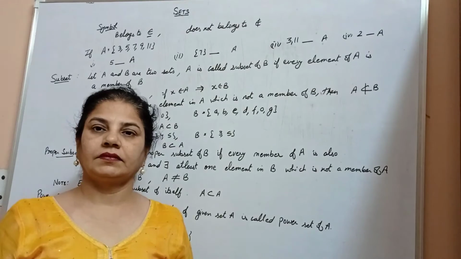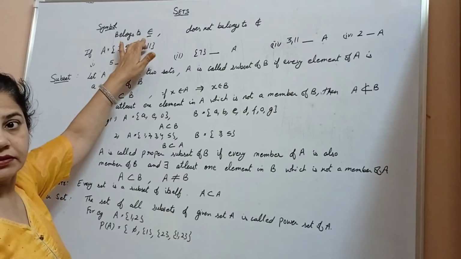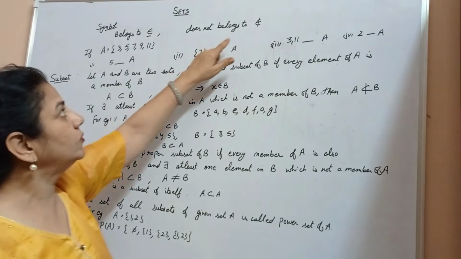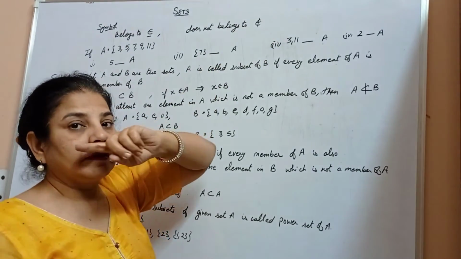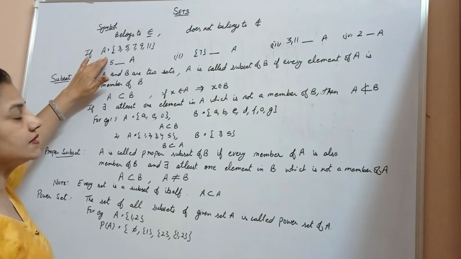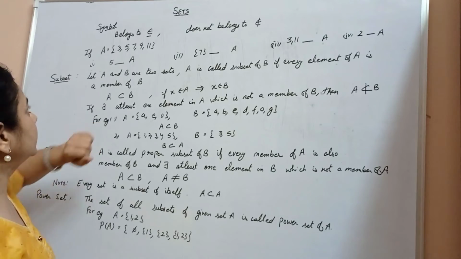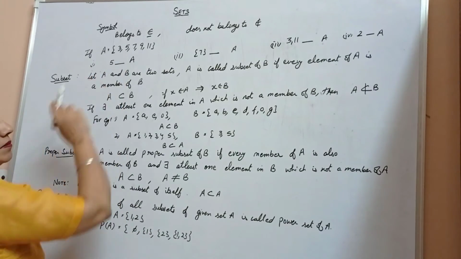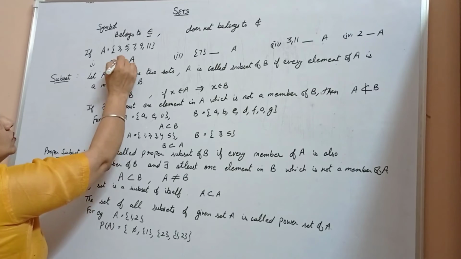The symbol for belongs to is represented in this form, and does not belong to is written in this form. We have to write it. A set A is given as 3, 5, 7, 9 and 11. In this case, 5 is an element of this set. We say that 5 belongs to A.